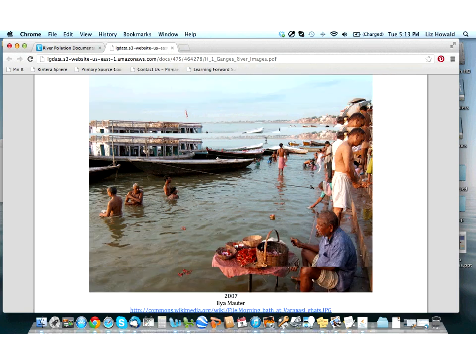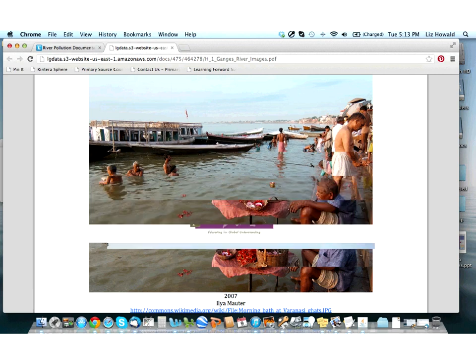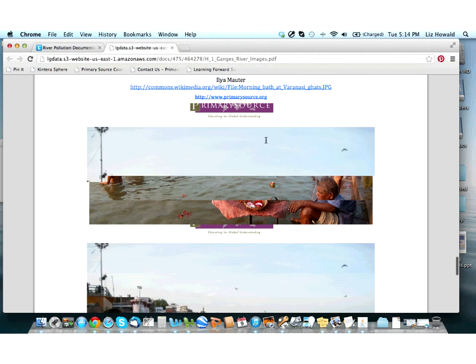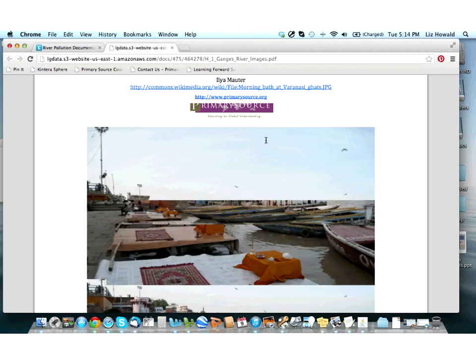And all of these images we have links to. Most of them are from Wikimedia Commons. We do have a few that participants on the primary source study tour shared with us, like this one by Bethan Jones.